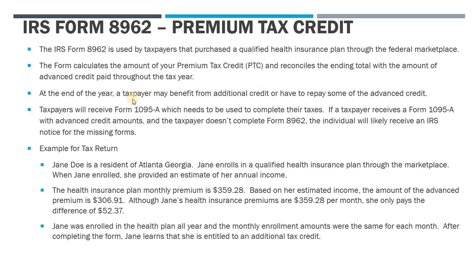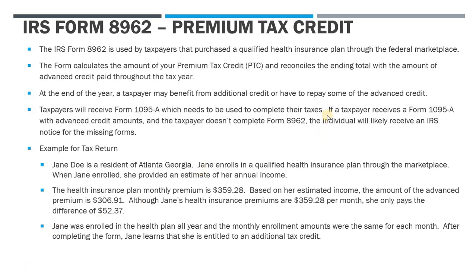And so at the end of the year, after the taxpayer calculates the form, and we'll see this as we go through it, you might actually get more of a credit back, so it'll reduce your taxes, or if your income was higher than you initially projected, you might actually have to owe the government some money, right? And so we'll get into those details as we go through the form.